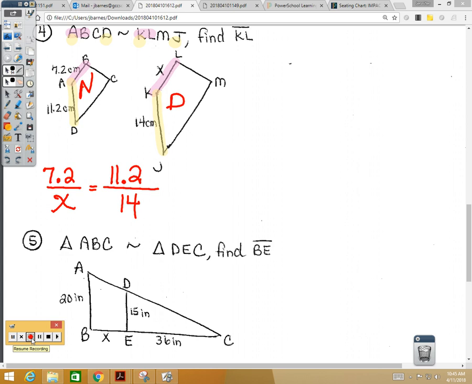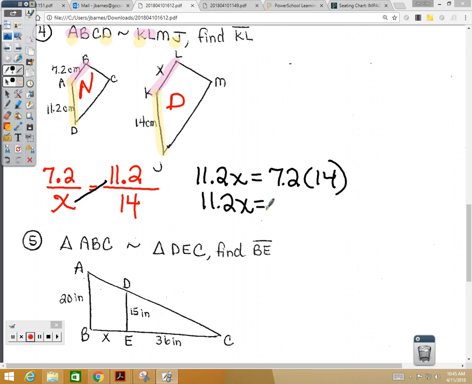So we're ready to solve this proportion. I have a feeling that some of you have probably already solved it. So I'm going to do 11.2 times X. And I'm going to do 7.2 times 14. 7.2 times 14 is 100.8, and dividing that by 11.2, you get 9. So 9 is the size of KL.